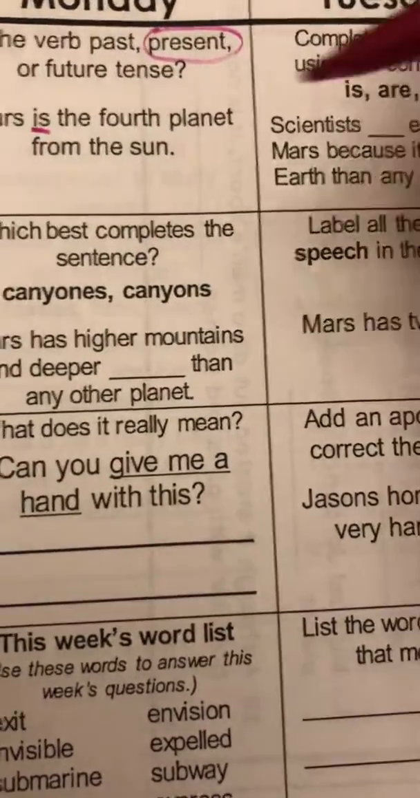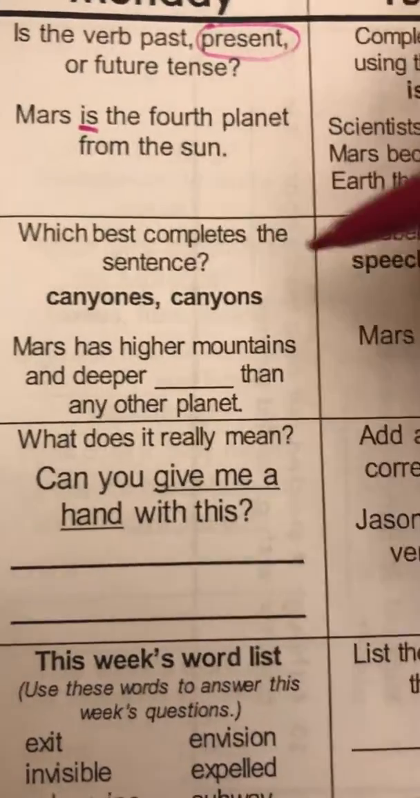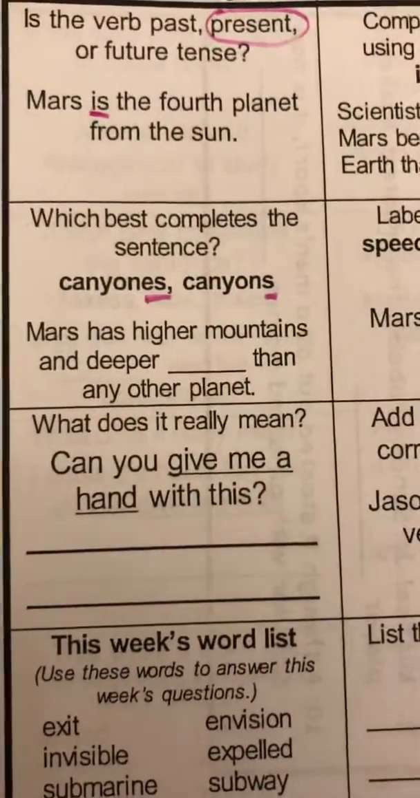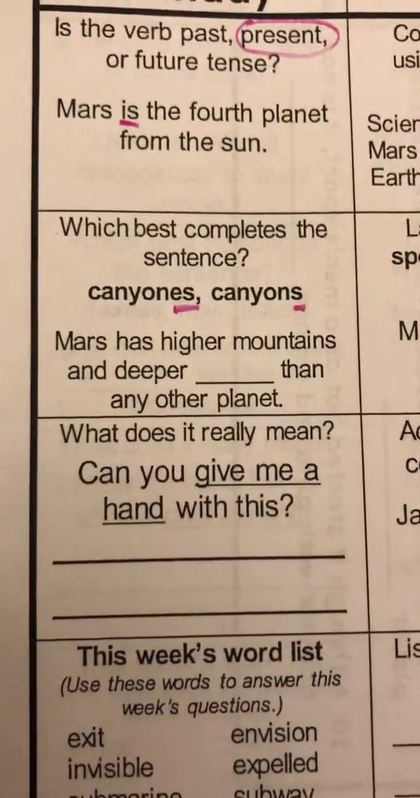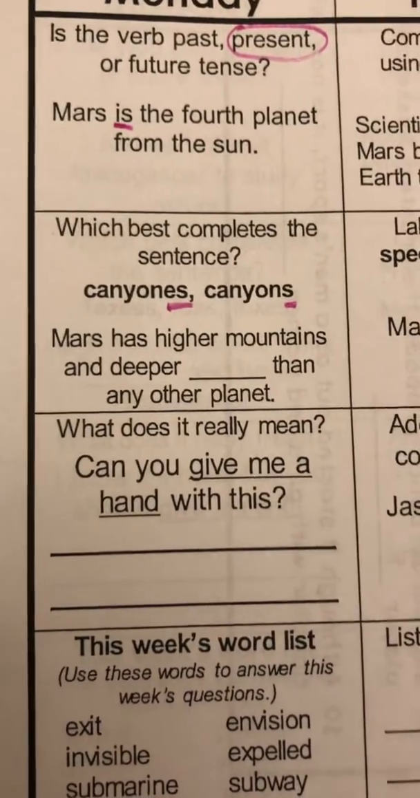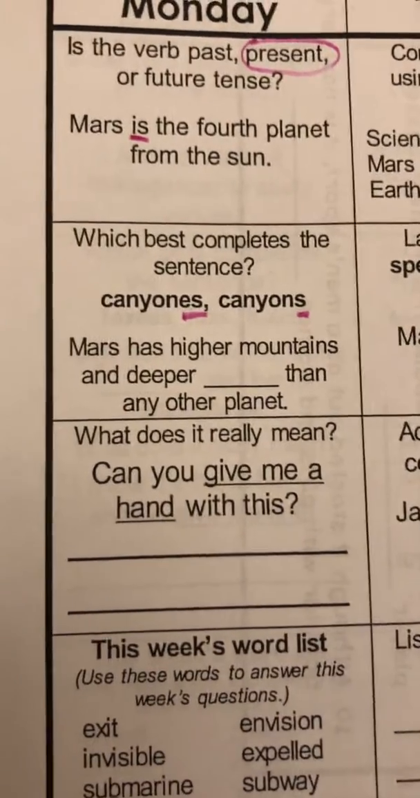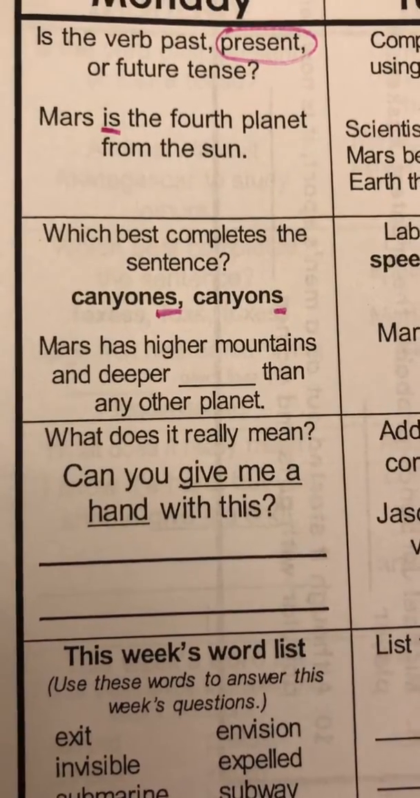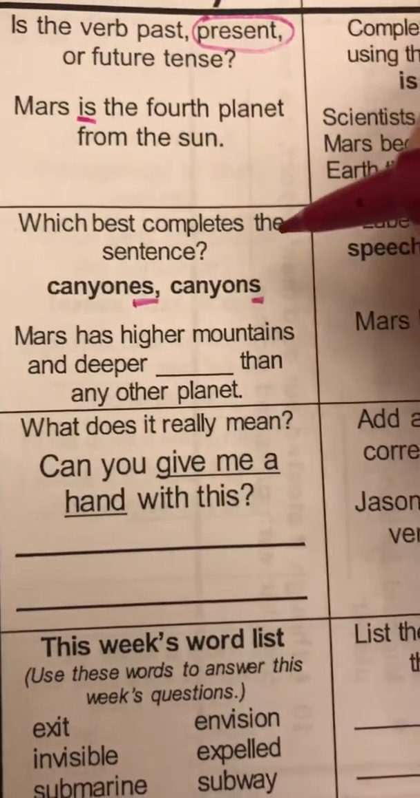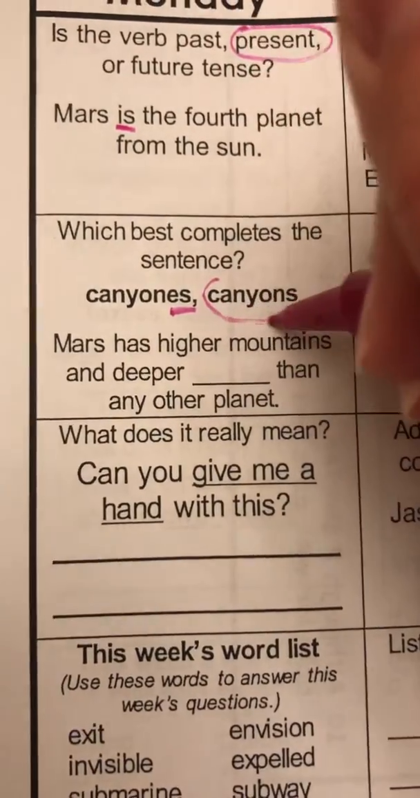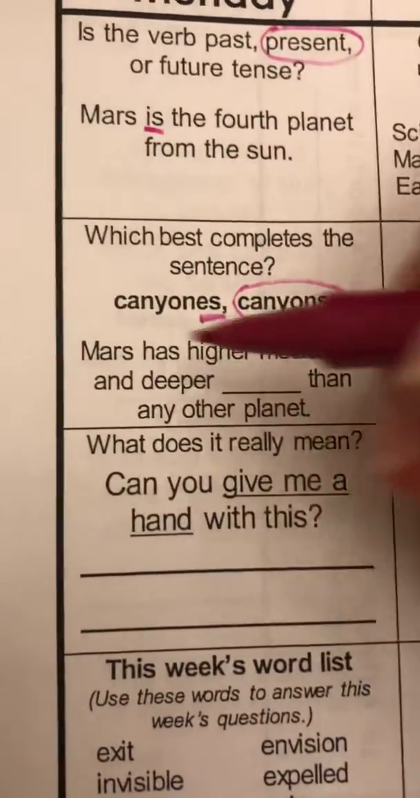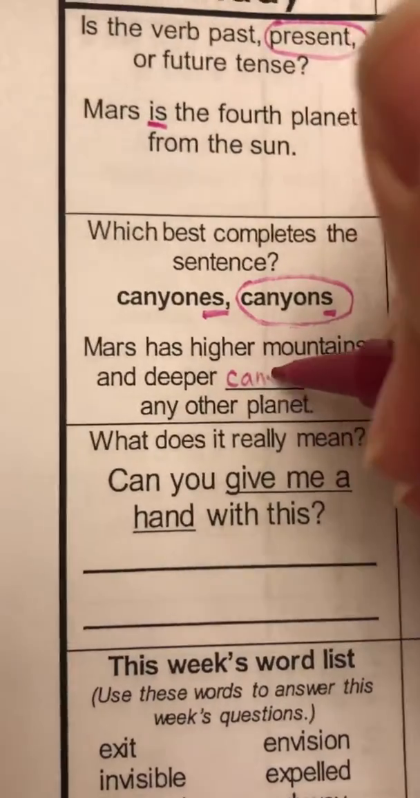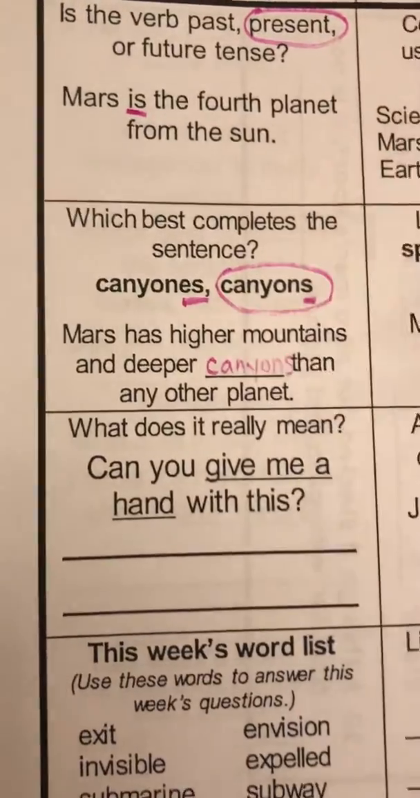These are plural nouns. So I have canyons. Canyons with an ES, canyons with an S. So I'm going to think about if I just had one. If it was singular, it would end with an N, so canyon. A word that normally ends with an N, would I add an ES or just an S? If it normally ends with an N, it's just a regular plural noun, so I can add an S. So in this sentence, it would be Mars has higher mountains and deeper canyons with an S than any other planet.